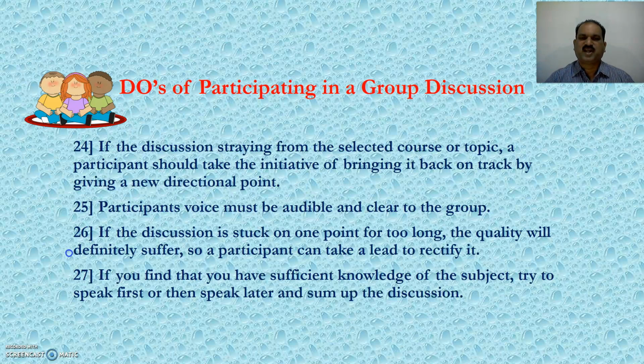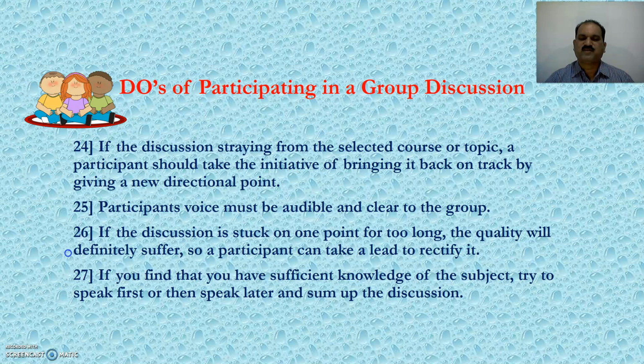If the discussion is straying from the selected course or topic, a participant should take the initiative of bringing it back on track by giving a new directional point. Participant's voice must be audible and clear to the group. If the discussion is stuck on one point for too long, the quality will definitely suffer, so a participant can take a lead to rectify it.